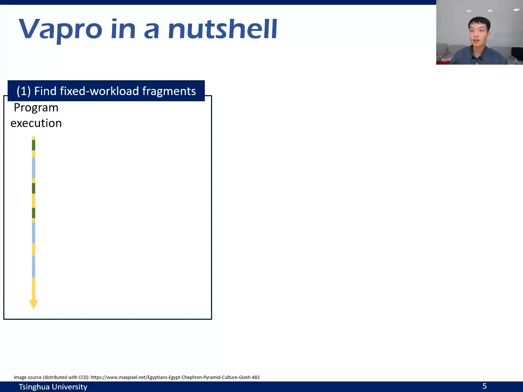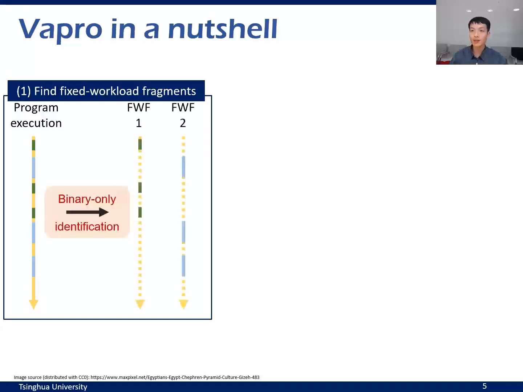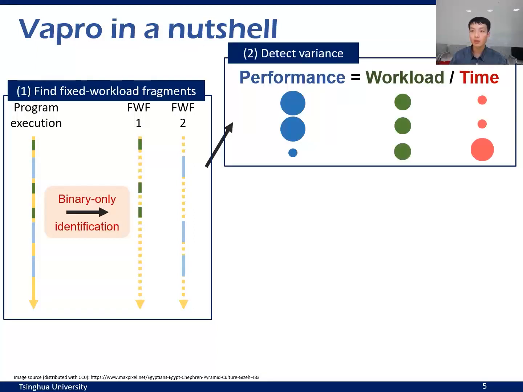Next, let's come to the workflow of Vapro. The first step is finding fixed workload fragments. For an execution of a program, we want to slice it into fragments. Then, with the binary-only identification method, we can identify fixed workload fragments in the execution. The red blocks and the blue blocks represent two classes of fixed workload fragments. Based on the fixed workload fragments, we can calculate their performance and detect variance.